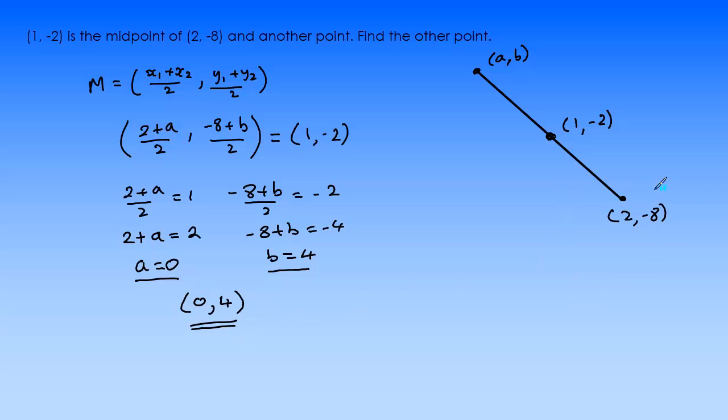Now, another way I could have done this is that going across here from an x-coordinate of 2 to an x-coordinate of 1 means I go across by 1. Negative 8 to negative 2 means I've gone up by 6. So if that's the midpoint, then what I need to do to get from there to the end is go across another 1 and up another 6. So 1 to the left from 1 gives us 0, and 6 up from negative 2 gives us 4. So you can do it this way as well.